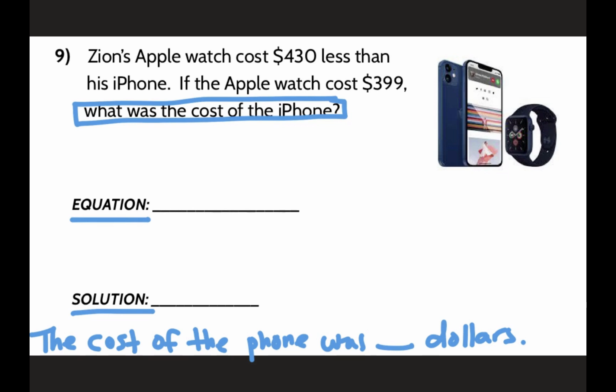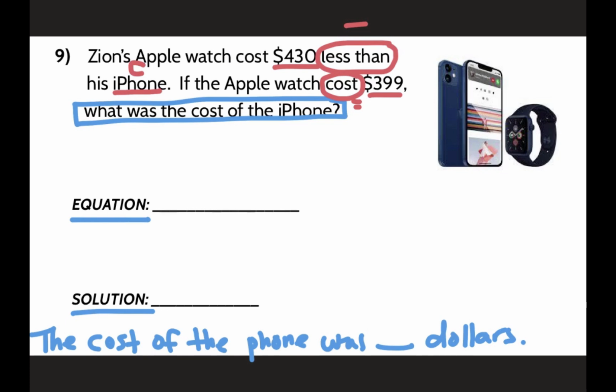Zion's Apple Watch costs $430 less than his iPhone. Less than tells me to subtract. The cost of the Apple Watch, $430. Less than his iPhone, that's our unknown number, cost of the iPhone. Let's let C represent that important unknown number. If the Apple Watch costs $399, what was the cost of the iPhone? So we know that the Apple Watch has a total of $399. That's what that cost right there is telling me. That's my equal sign.